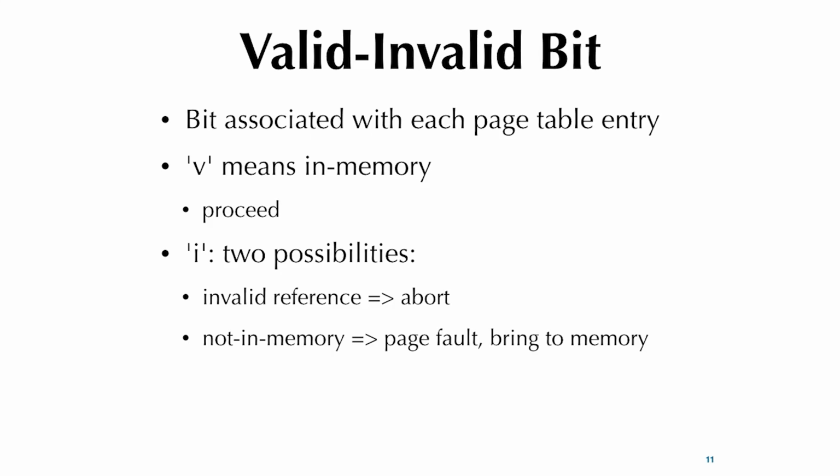So if it's invalid, it does need to check one of two possibilities. Is it the previous case of invalid where it's outside your address space? If so, handle it like before. It's a really invalid reference, and abort. But if it's only because it got paged out, then the OS takes over, handles it as a page fault, brings it back to memory, and continues.